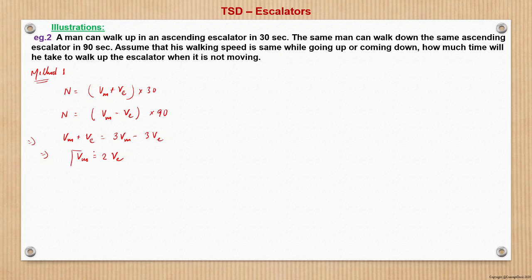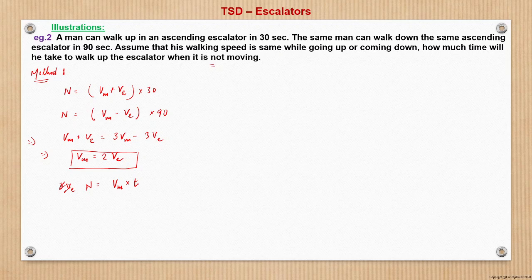So this is the relation which we obtained. Now we have been asked how much time he will take to walk up the escalator when it's not moving. So again the number of steps, the distance to be covered, remains the same, n, and that is when the escalator is not working, is stationary. In that case, the man will have to do all the work. So that is Vm into t seconds.